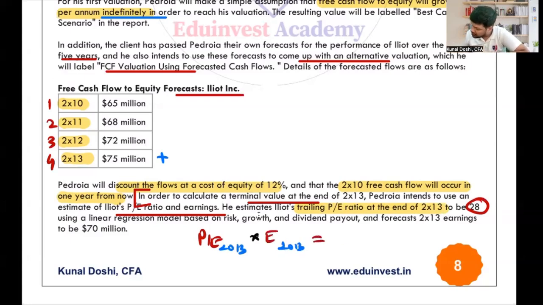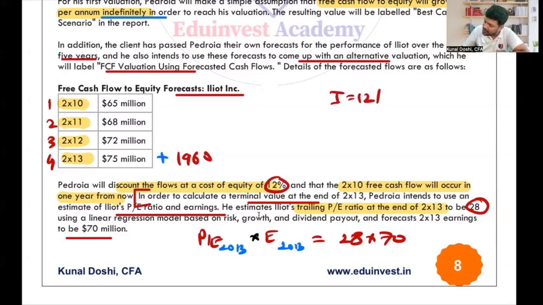So they've used the PE of 28 from regression, and then they have given us the dividend payout ratio forecast, 2013 earnings to be 70. So when you multiply that with 70, that's how you get the terminal value. 28 into 70, you will get a terminal value of 1960. Understood, everyone? Clear? All of this you will discount at 12%.